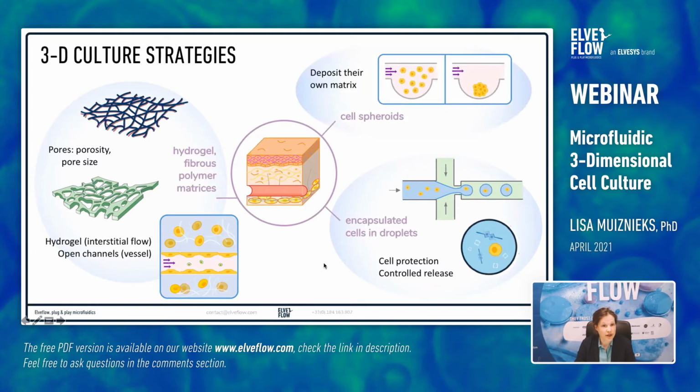Cell spheroids offer another type of 3D culture environment, whereby clusters of cells clump together to form a spherical volume. Cells in the spheroid secrete their own matrix and so don't require any scaffold to be added first. There are many ways to make cell spheroids, from off-chip, batch, and well plate methods to on-chip microfluidic methods.